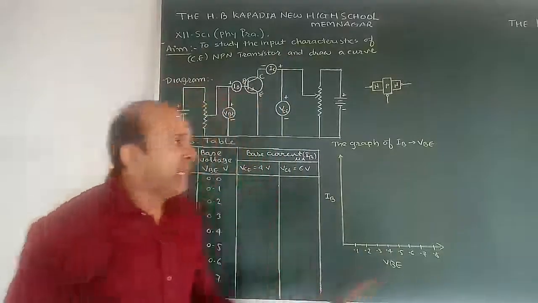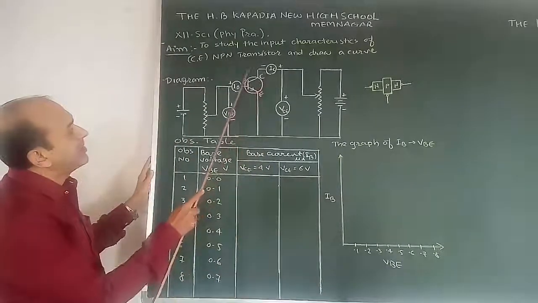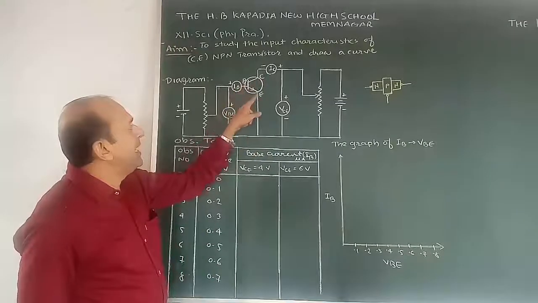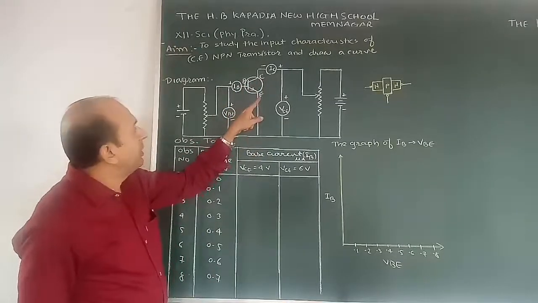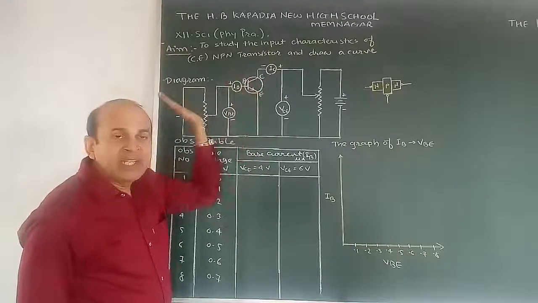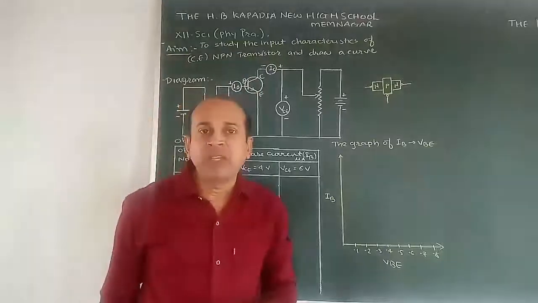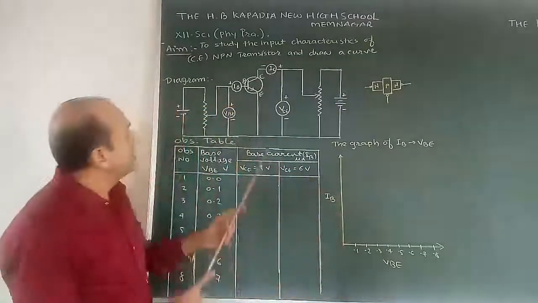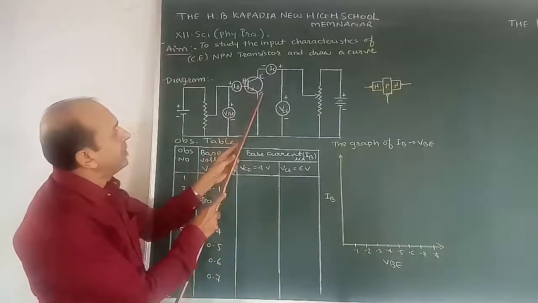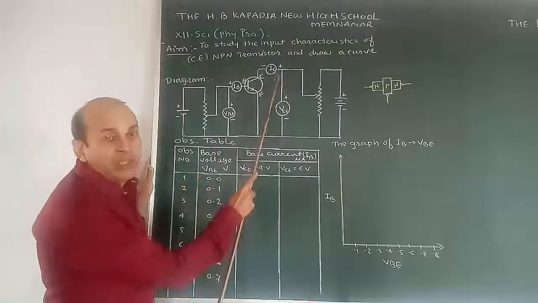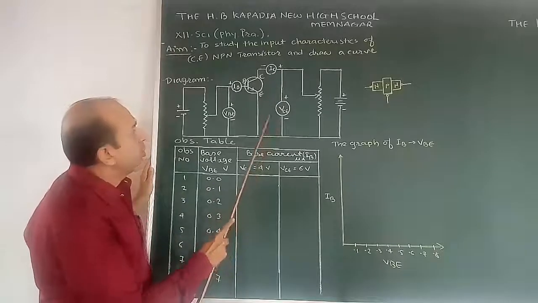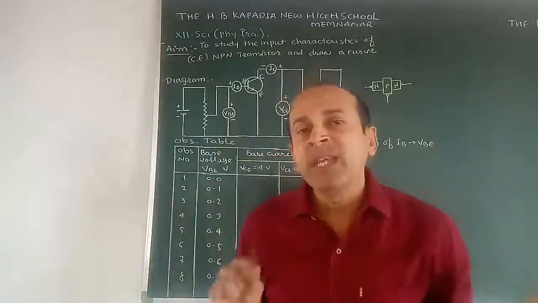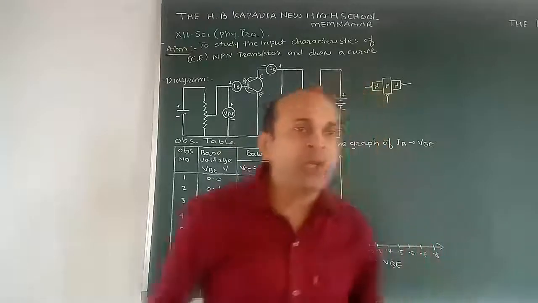Let this be a transistor. It has three terminals: collector, base and emitter. Here the left side circuit is the input circuit, while the right side circuit is the output circuit. In the input circuit we have the base and emitter, while in the output it is the collector and emitter. So the emitter is common in both. That's why it's known as a CE, common emitter transistor.